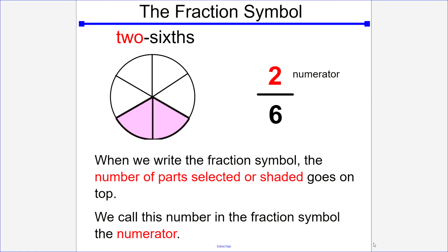When we write the fraction symbol, the number of parts selected or shaded goes on top. You can see here that I've written my 2 for 2/6 on the top. This top number, third grade, or the number of selected or shaded parts, is called a numerator.